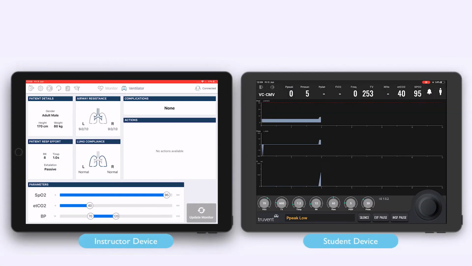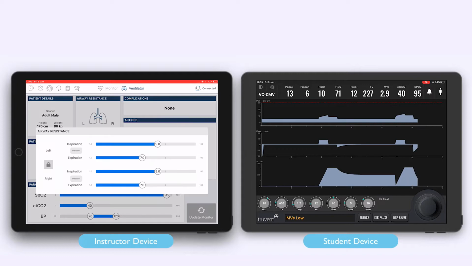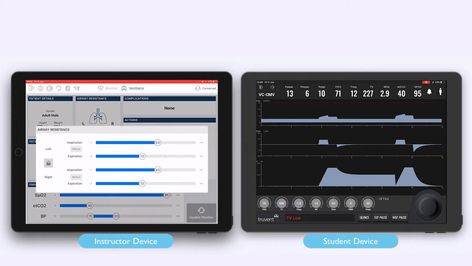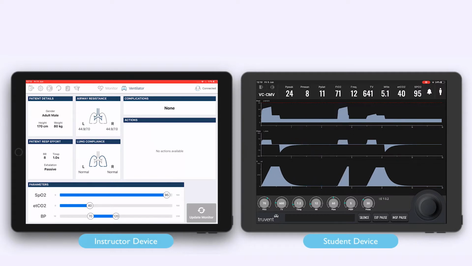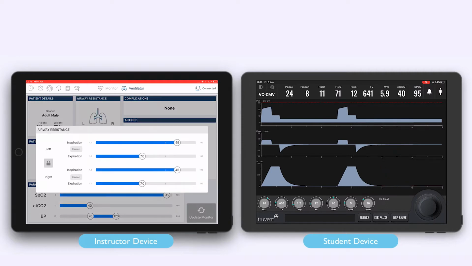To simulate a high peak pressure during inspiration, the instructor can select a high inspiratory resistance from the main panel, tap the airway resistance tile, and then increase both inspiratory resistance values and confirm by pressing the green button. You'll see straight away on the student screen, the peak airway pressure has jumped up, almost encroaching the P max value, which is currently set at 30.